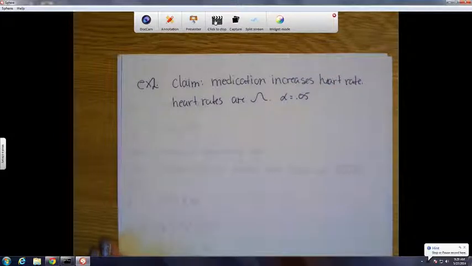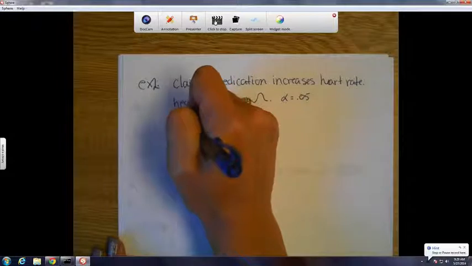I'm not going to make you copy all this data down. You're going to need your book in here in a minute. It's on page 393. We'll get to that in a second. We'll write our claim.